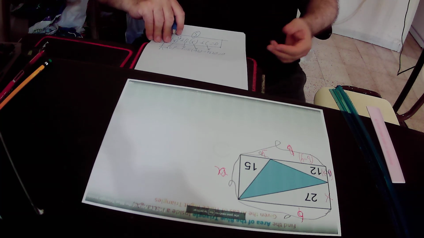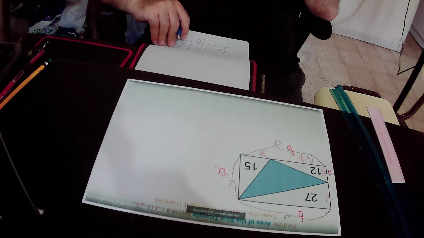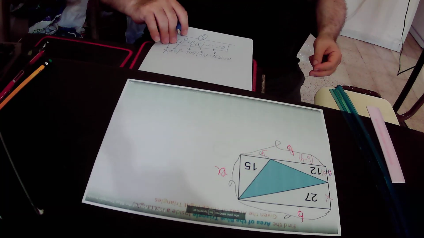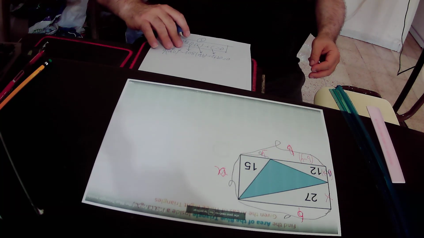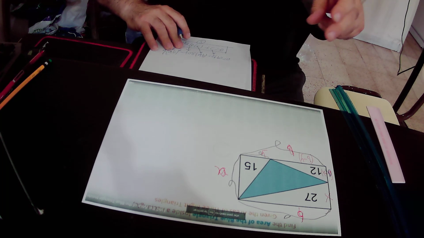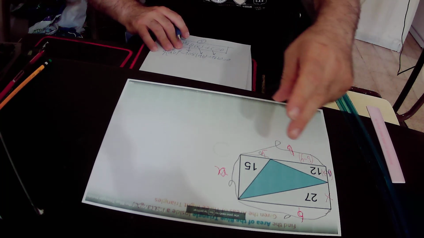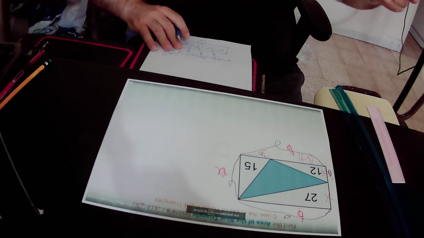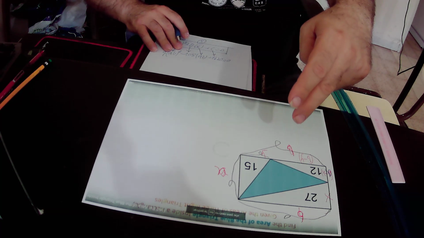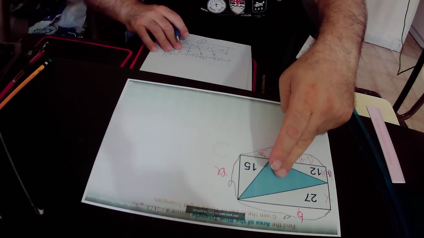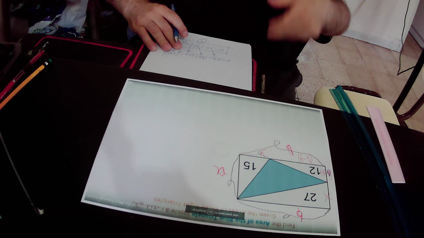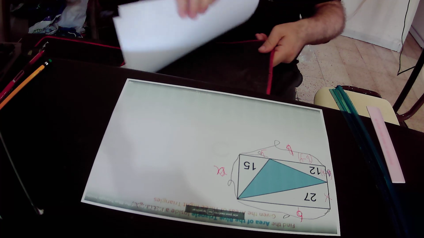Okay, as I already told you, after we find the value of the area of our rectangle, we will subtract from this value the sum of the values of the three right triangles, and in this way we will get the value of the blue triangle. It is very simple.